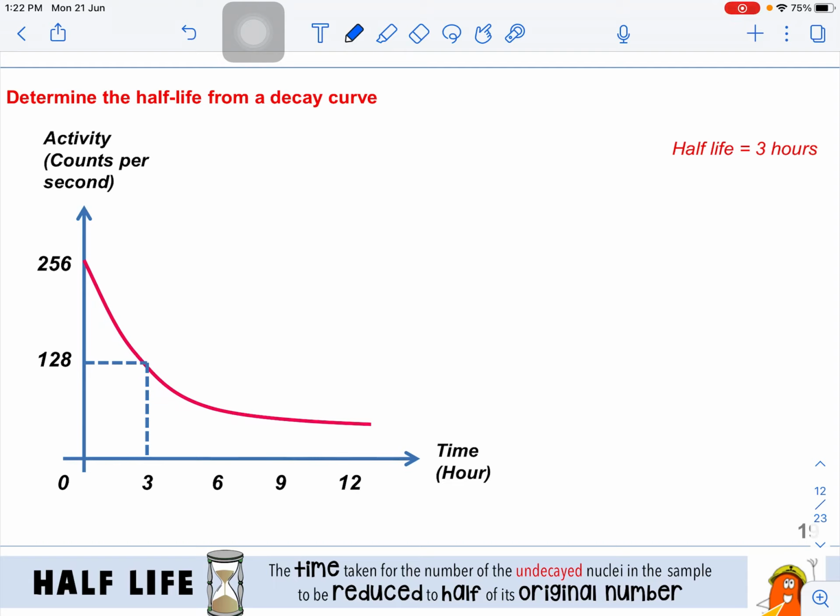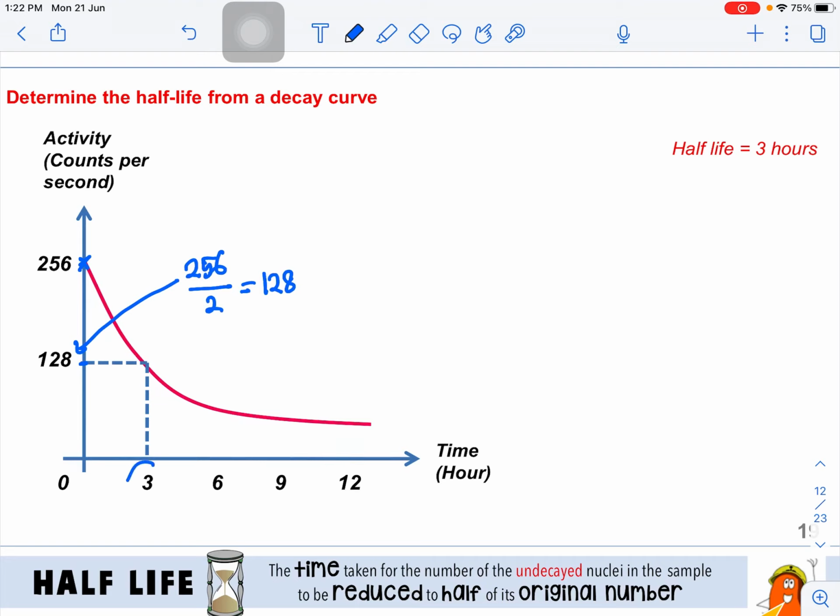So to determine the half-life, we have to know what is the initial value of the nuclei. The initial value is 256. So half of 256 is 128. 256 divided by 2, we get 128. So it is half of its initial activity.